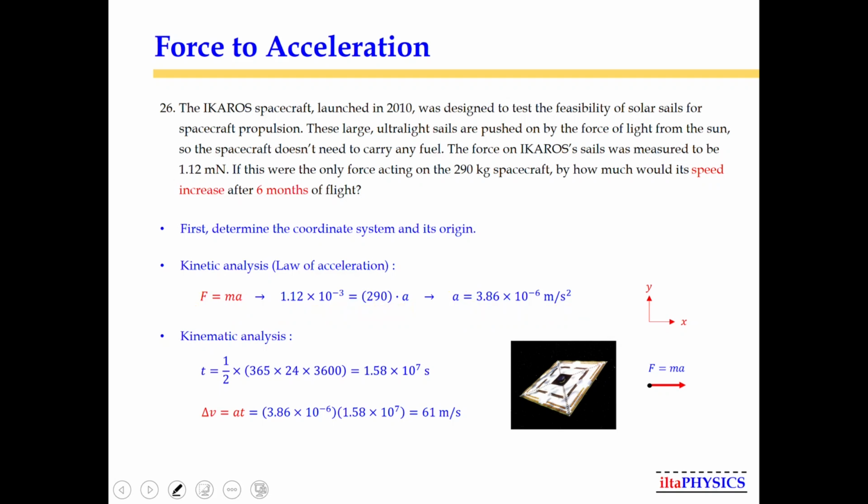Now, according to the kinematic formula, the change in velocity, delta v, is acceleration times time. We need to convert the time of 6 months into seconds. A tip is to calculate 6 months as exactly half of a year. If you calculate this, the change in velocity after 6 months is about 61 meters per second. Even though it is a very small acceleration, you can see that a significant change in speed occurs if the force is applied steadily for 6 months.